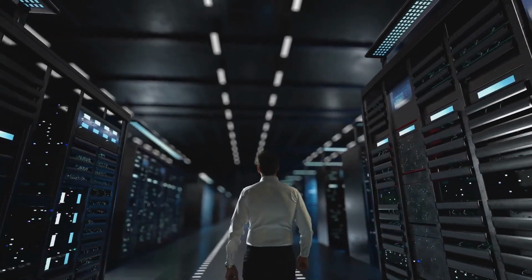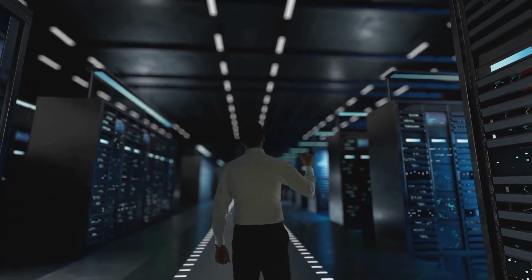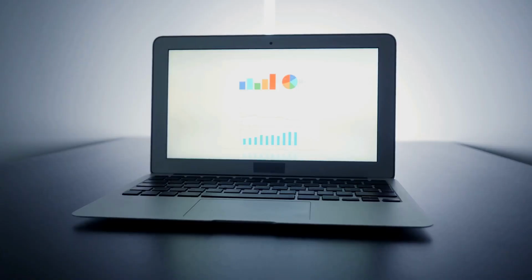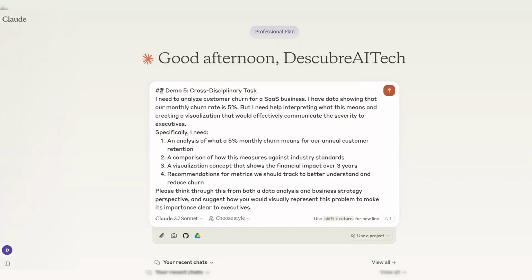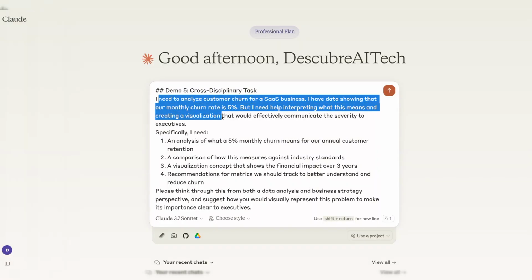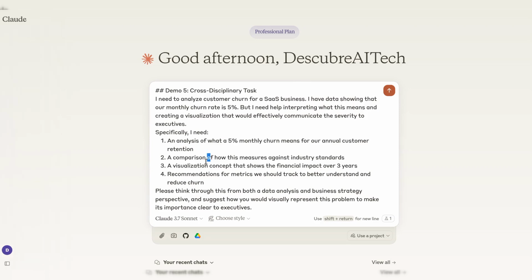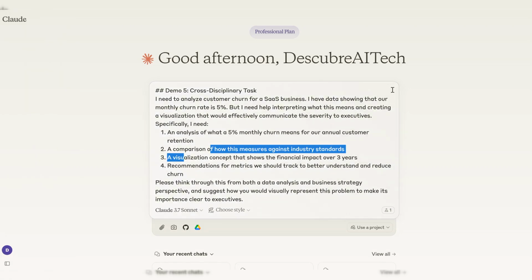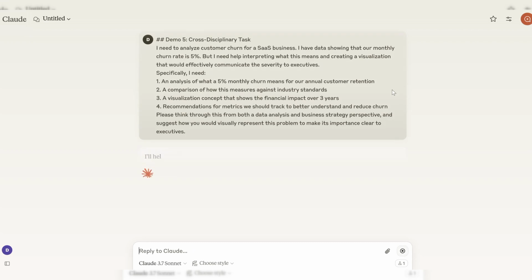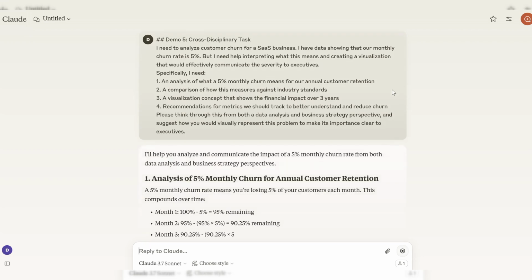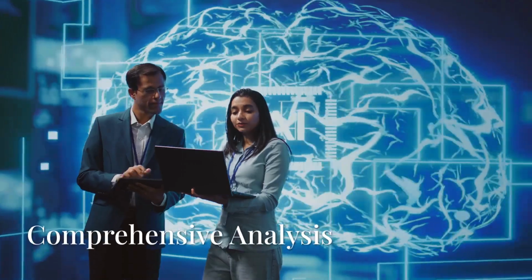Now let's push Claude even further with something that combines multiple disciplines: business analysis, data visualization, and strategic thinking. I'm asking Claude to analyze a 5% monthly churn rate for a SaaS business, create visualizations, and provide strategic recommendations. This requires understanding business metrics, financial modeling, and effective communication to executives.